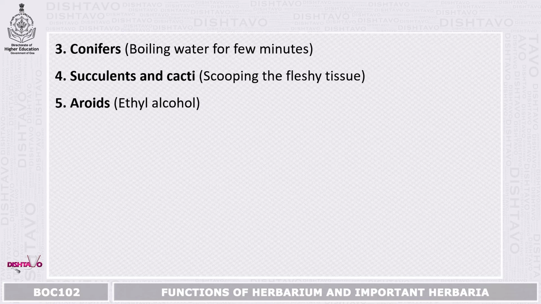Conifers. Coniferous plants are initially boiled in water for a few minutes and then processed for herbaria using the normal herbarium technique. Succulents and cacti are fleshy plants. The flesh present within the plant material is scooped out and then processed for herbaria, whereas aroids are directly preserved in ethyl alcohol.